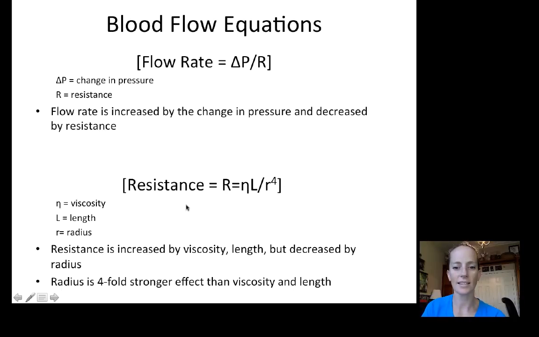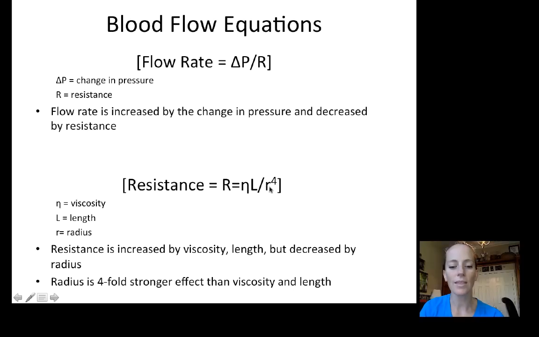The resistance then has another fancy equation. What affects the resistance? Well, viscosity, how many blood cells, or how much like molasses the blood is, the length of the vessel, how long is the blood vessel, and the radius. It turns out that the radius is the biggest determinant of the resistance. So rather than just being a straight radius, we actually have radius to the 4th power. So there is a 4-fold change in resistance every time the radius gets smaller.